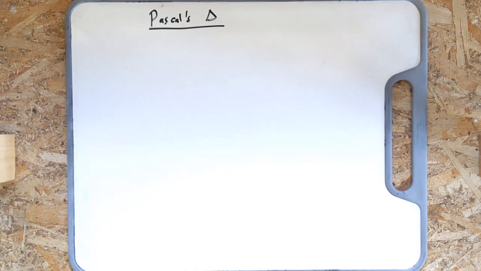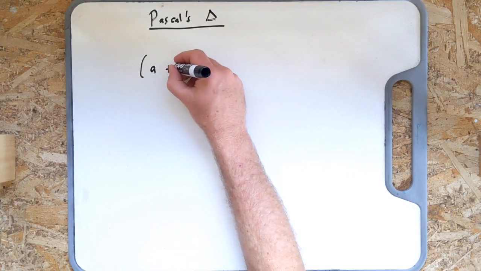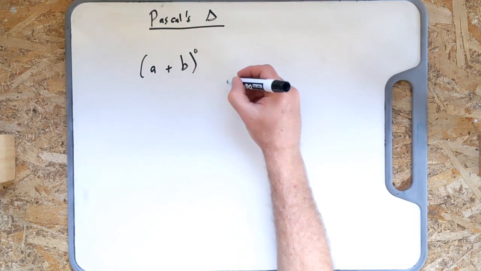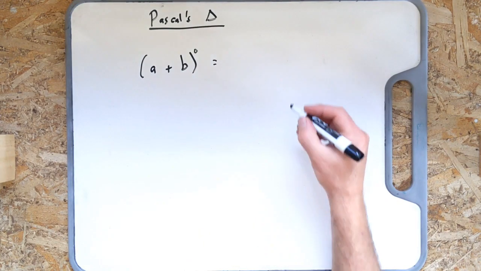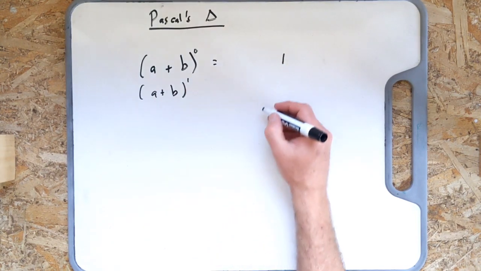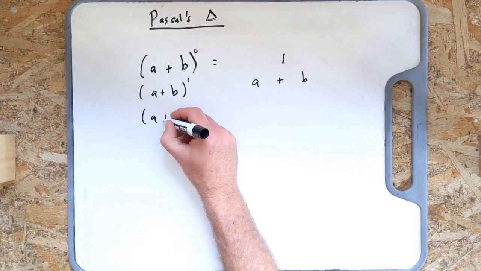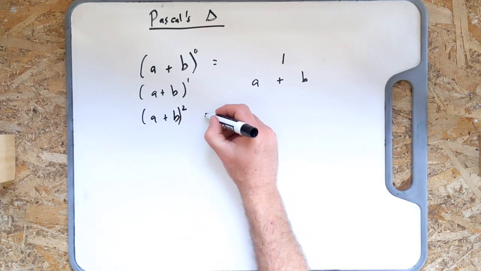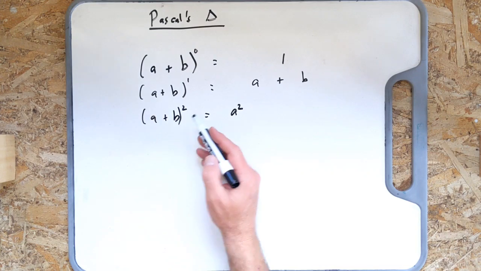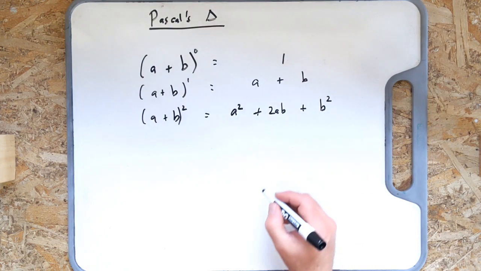I usually use it as a riddle sometimes in geometry. I'm going to take just an arbitrary binomial, a plus b. A could be anything, b could be anything. And I'm going to put it to a certain power, in this case 0. If I do that, anything to the 0 is 1. If I now go to the first power, I get a plus b. If I go to the second power, I'm squaring it, and I get a squared, and if I FOIL this out, ab plus ab, which would be plus 2ab, plus b squared.